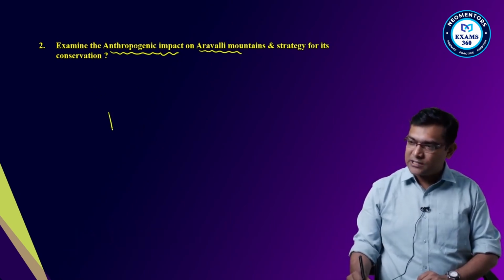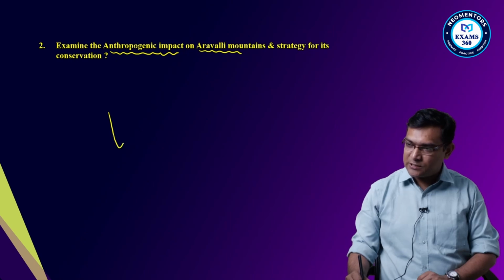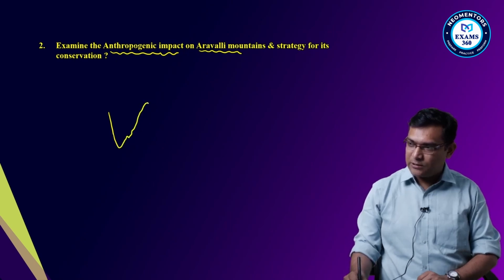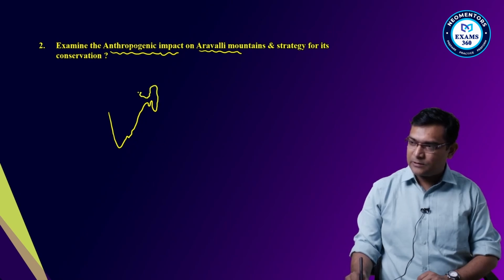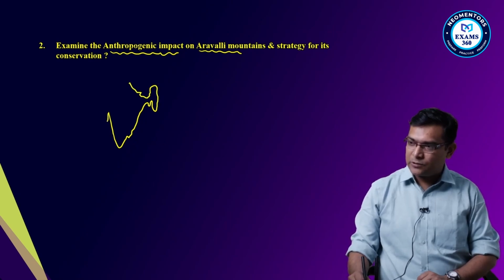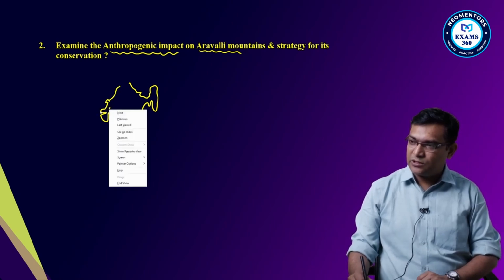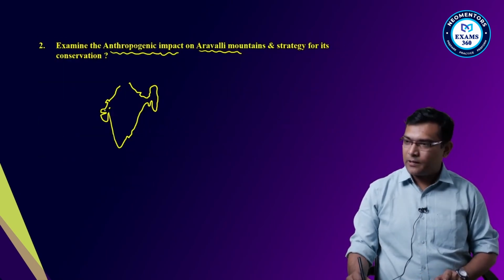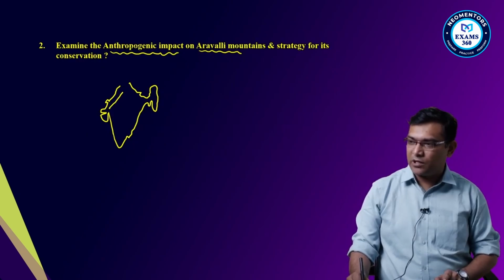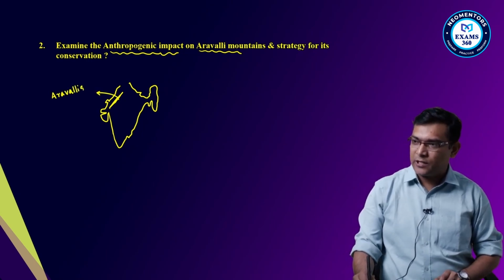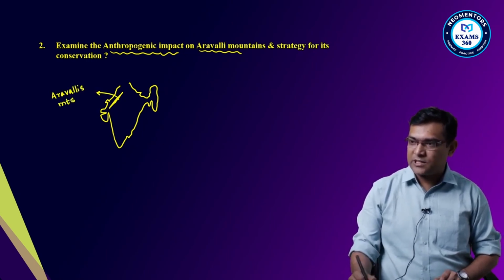Where are the Aravallis? See, if you look at the Aravallis, this is your Indian map, right? The Aravallis are spread from here to Haridwar, from Gujarat to Haridwar. This is your Aravallis. Okay, the Aravalli mountain system.